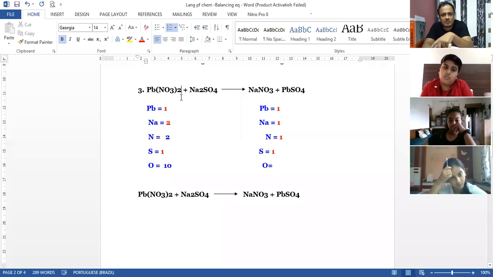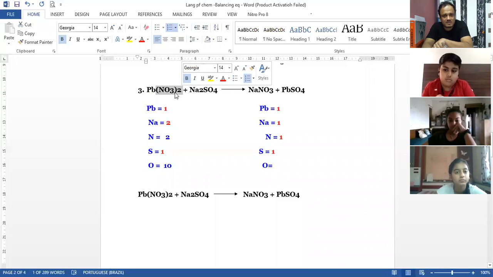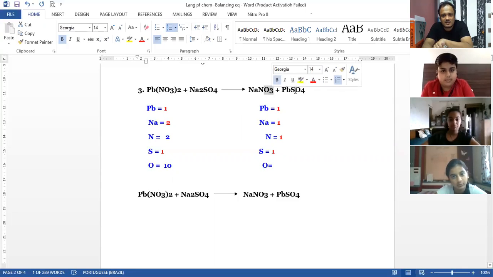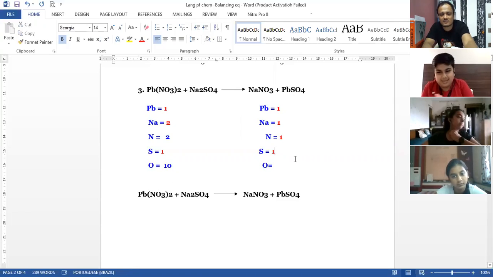You need to know when you multiply and when you add. Whenever something is inside the bracket, you will be multiplying the numbers outside the bracket and inside the bracket. And when you have the same element in two different compounds, you will be adding those two numbers of atoms. So here we have 3 oxygen here and we have 4 oxygen here. 3 plus 4 is 7. Okay, so we put a 7 over here, right?